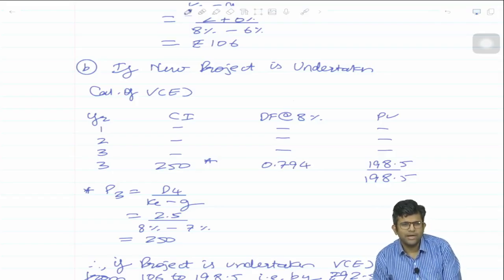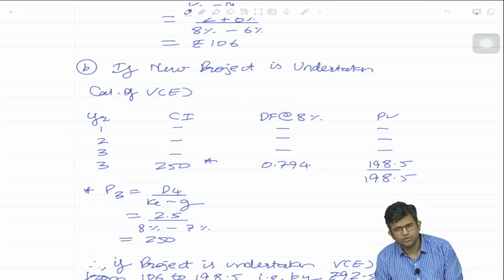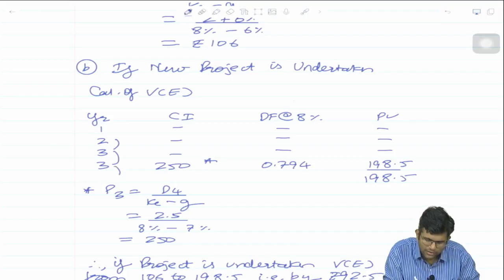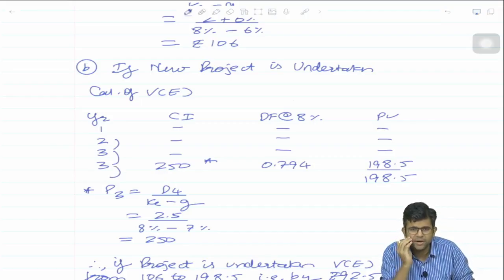P1 equal to D2 upon KE minus G. I will not be able to do this. The reason is, one, there is no dividend, very good answer. Second, can I say the growth rate is also not constant. Now you're understanding that G is, look at this. The growth rate here and the growth rate here, they're all different growth rates. Everybody, are you all able to understand?